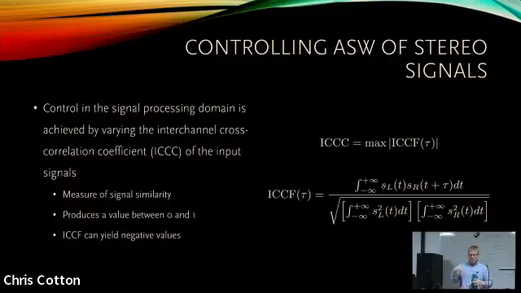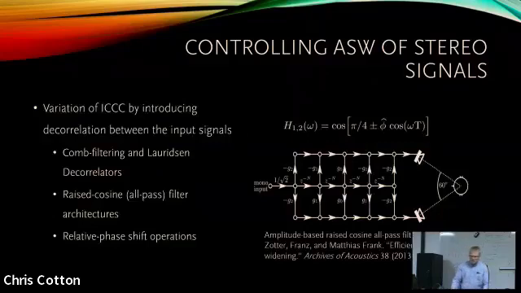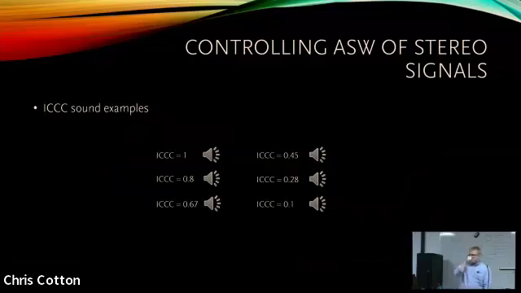But for the vast majority of ASW applications, ICCC is traditionally viewed as a value between 0 and 1. So we can vary ICCC in a number of ways. We can use simple comb filters. We can use filters such as Lauridsen decorrelators, raised cosine all-pass filter architectures like the one on the figure on the screen, or even relative phase shift operations. We can use them and tune them to change our ICCC and therefore our ASW. We can tune them to a desired ASW and impression of spaciousness.